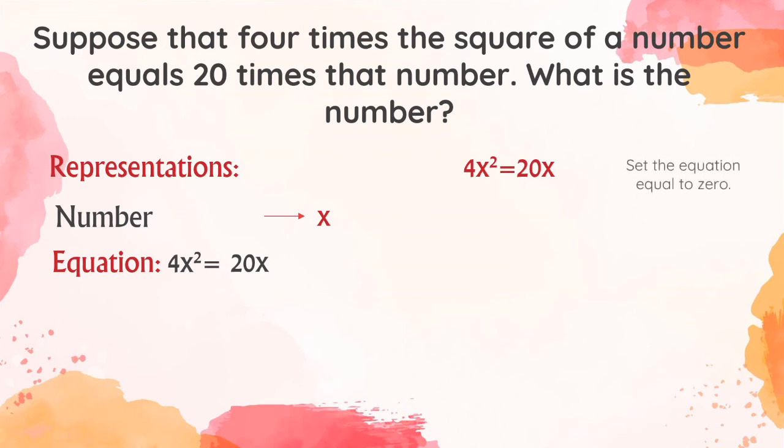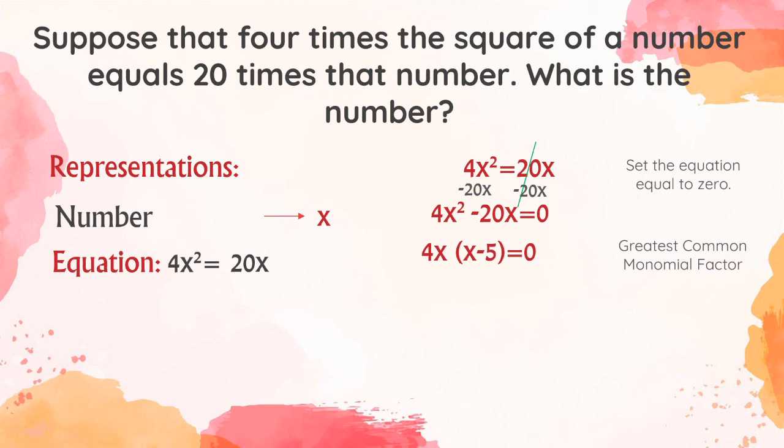Let's eliminate 20x at the right by adding negative 20x to both sides of the equation. We now have 4x squared minus 20x equals 0. This is a type wherein the greatest common monomial factor is being derived. So the GCF of the terms is 4x. 4x squared divided by 4x is equal to x, and negative 20x divided by 4x is equal to 5. So we have 4x times the quantity x minus 5 is equal to 0. The two factors are 4x and the quantity x minus 5.